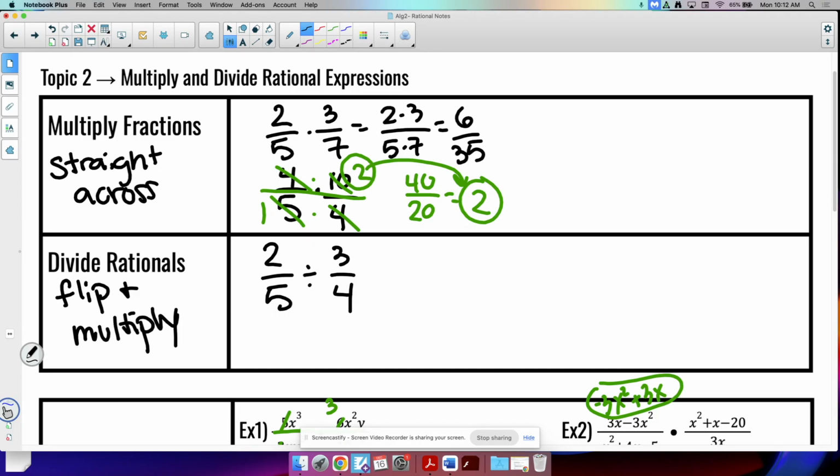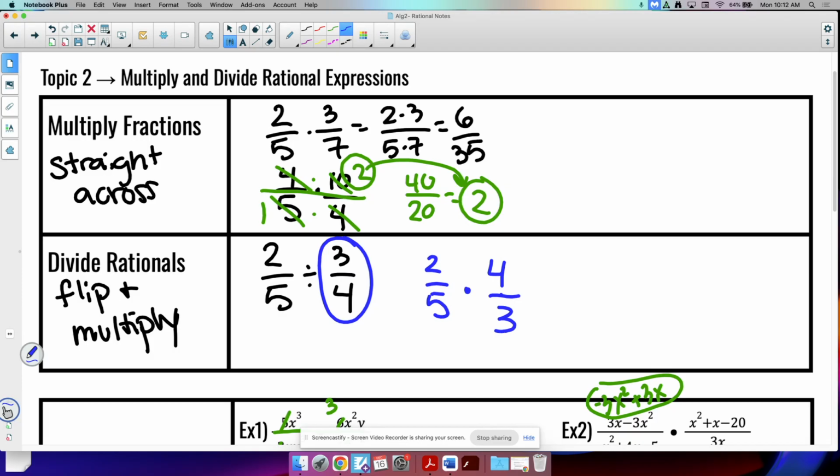So a division problem, again, division and multiplication are pretty much the same thing. When you are given a division problem, what it means by flip is that the second fraction changes. So our first one stays the same, and the second fraction changes from division to multiplication. So flip and multiply means flip the second fraction and then you just multiply them.